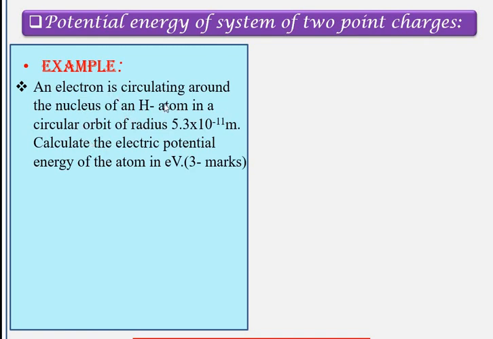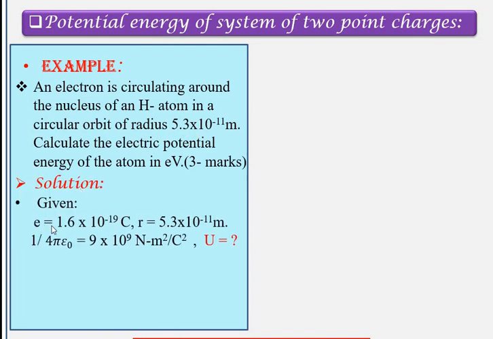Here a hydrogen atom is taken and an electron is revolving around it having a radius 5.3 into 10 raised to minus 11. The given quantities are E equal to 1.6 into 10 raised to minus 19 coulomb. R is the radius of the circular orbit, which is equal to 5.3 into 10 raised to minus 11 meter, and the value of 1 upon 4 pi epsilon 0 is equal to 9 into 10 raised to 9 newton meter square per coulomb square, and we have to calculate the potential energy denoted by U.